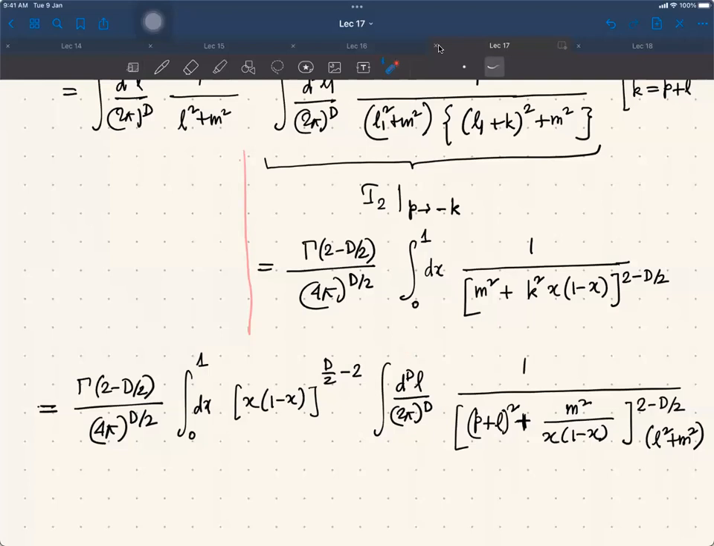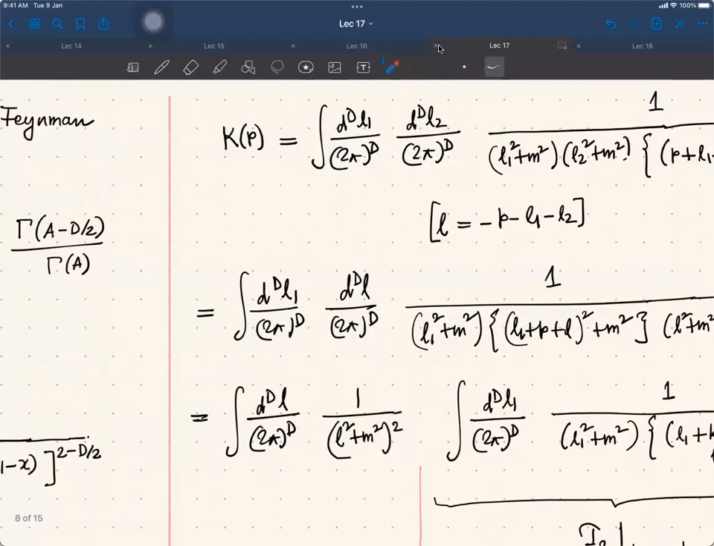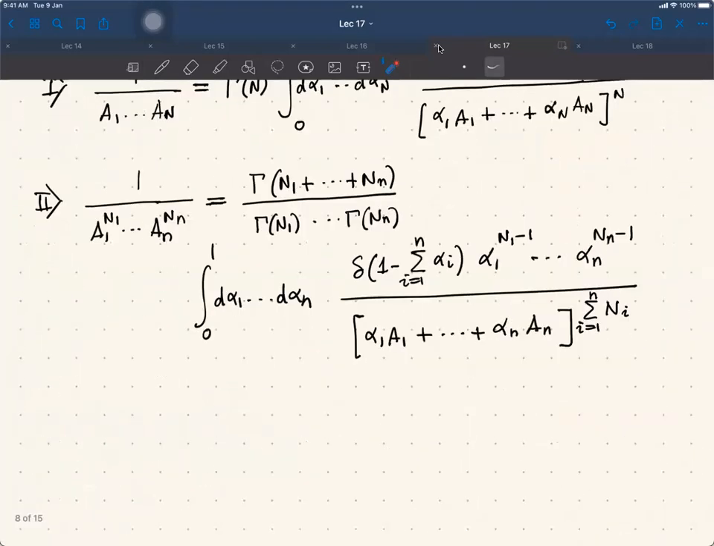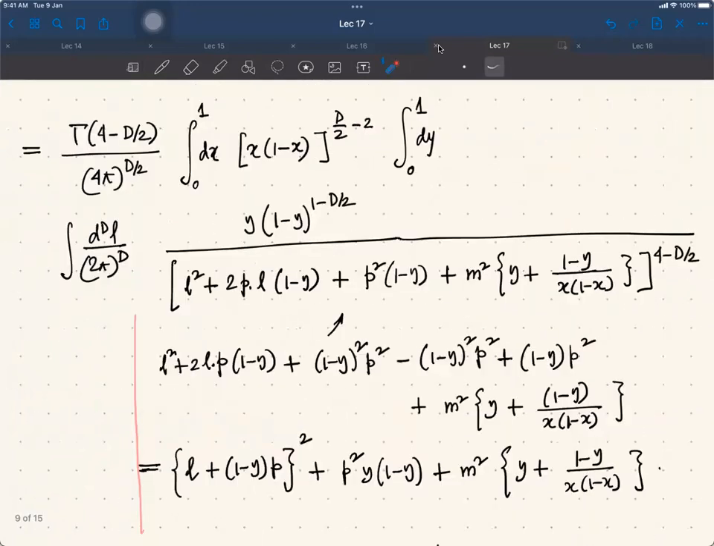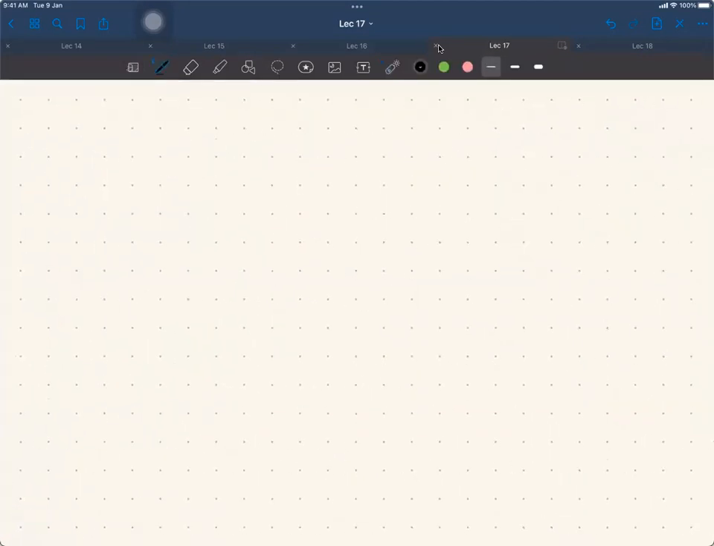Okay, so as I was saying in the previous slide, for this integral we have to use Feynman parametrization, the second identity with n1 and n2 given by 2 minus d by 2 and 1. So we will use this identity here. Let me write down the result here.